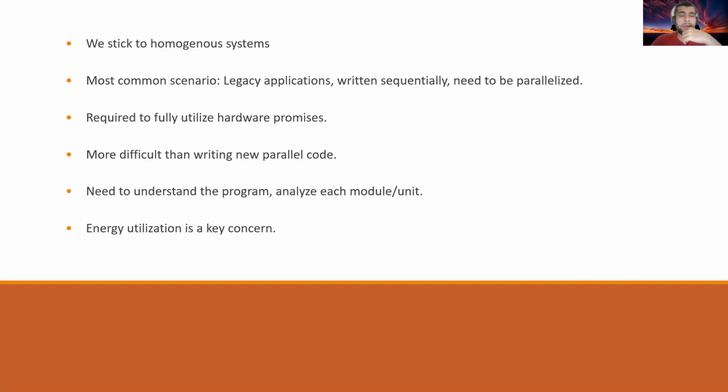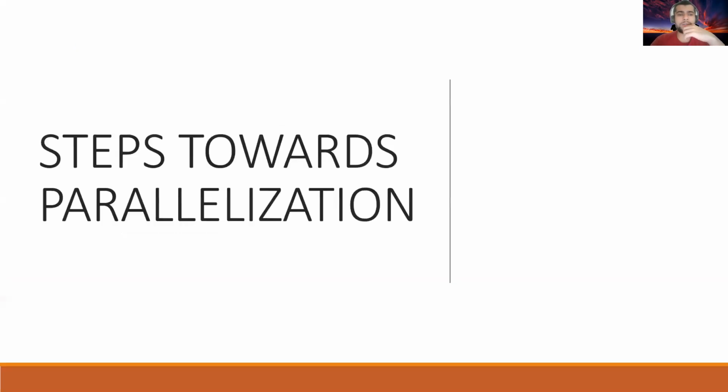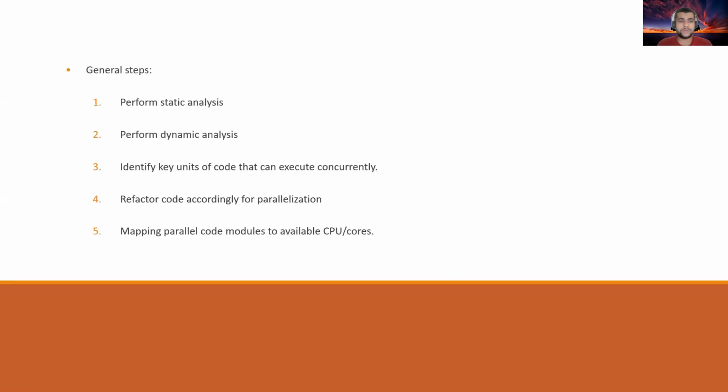Yeah. And then also energy utilization is a key concern, and another thing that needs to be kept in mind is load balancing on CPUs. We've basically gone through this already in class, I think. Okay, so let's discuss the steps towards parallelization, which is up next.